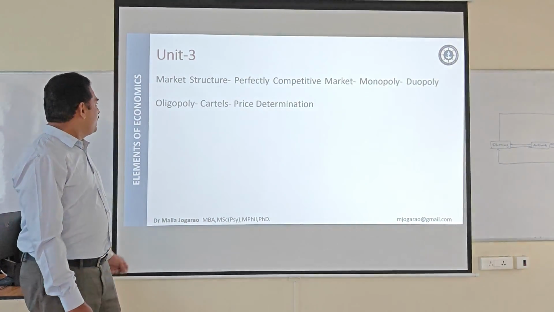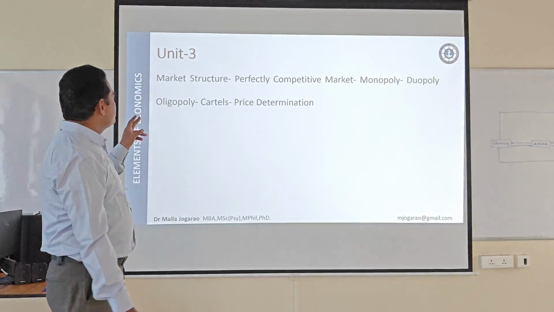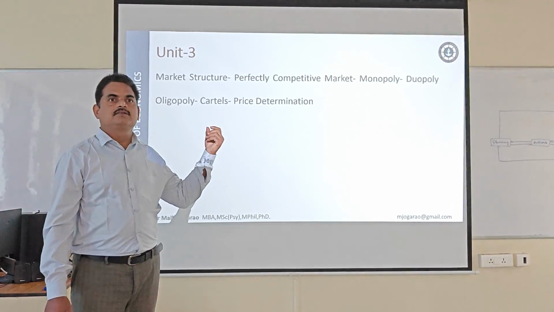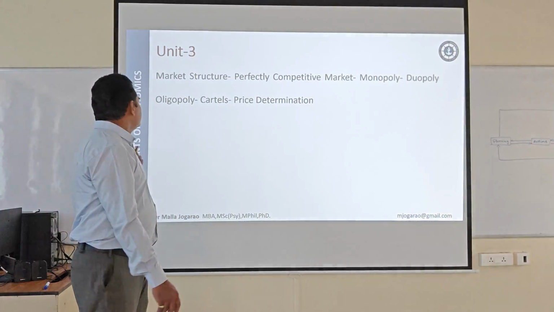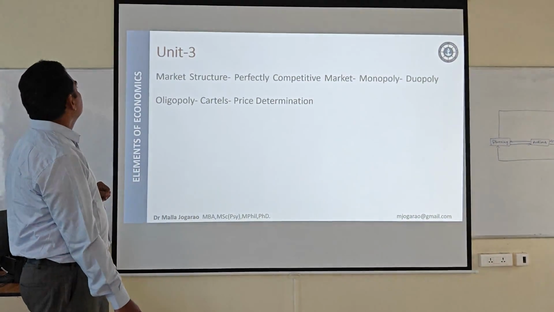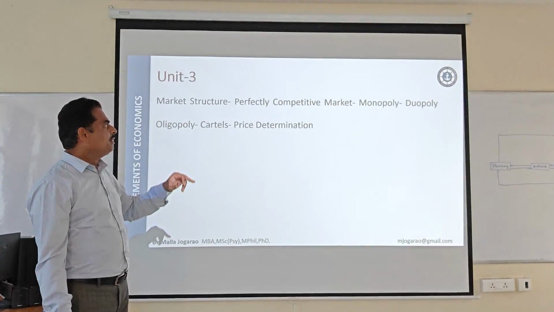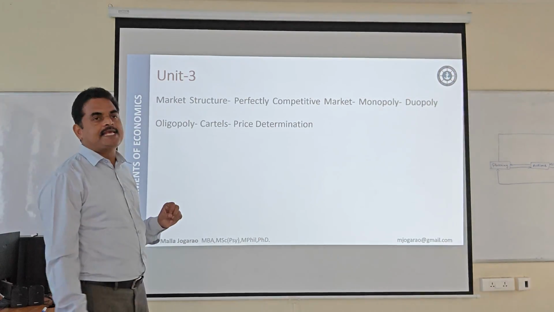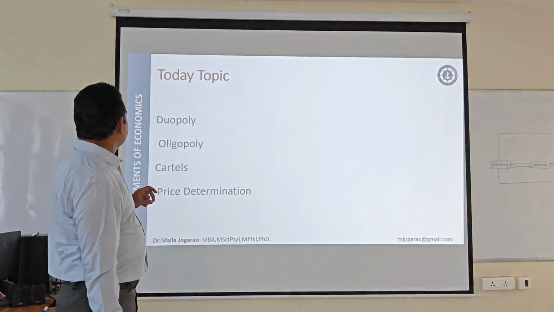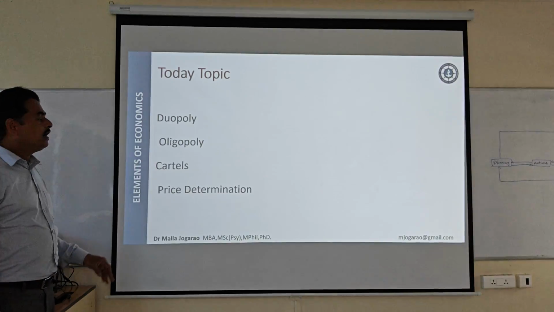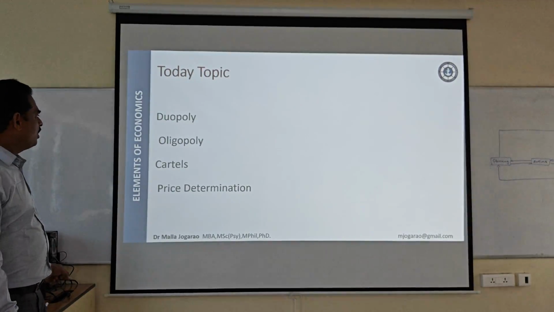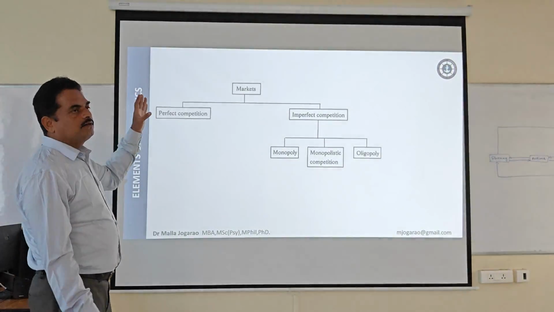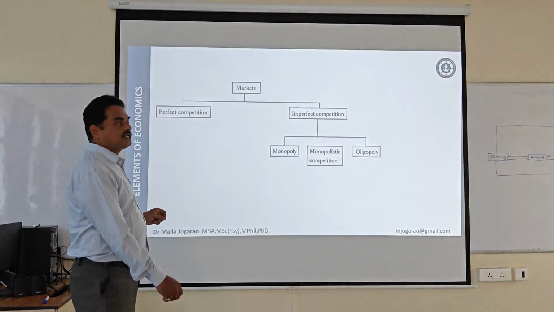Okay, today we'd like to explain the market structures. Different kinds of market structures are there in economics. Today's topic is different kinds of markets: perfectly competitive market, monopoly, duopoly, oligopoly, cartels and price discrimination. So today we would like to discuss especially duopoly, oligopoly, cartels and price discrimination. And coming to that, first of all we see the different kinds of market structures.